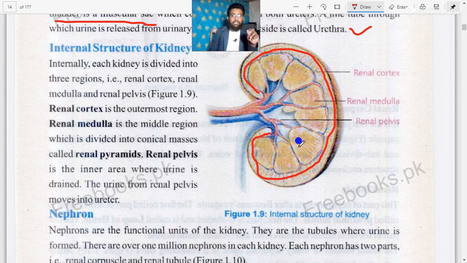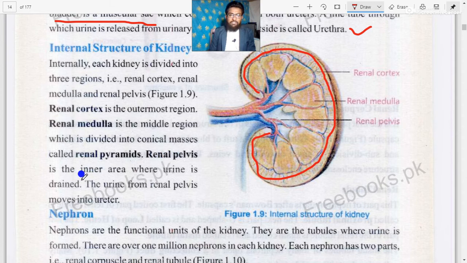The word pyramid is used for a triangular, three-cornered shaped structure. These conical masses are three-cornered, so they are known as renal pyramids. Dear cadets, this is the middle region, which is known as renal medulla.